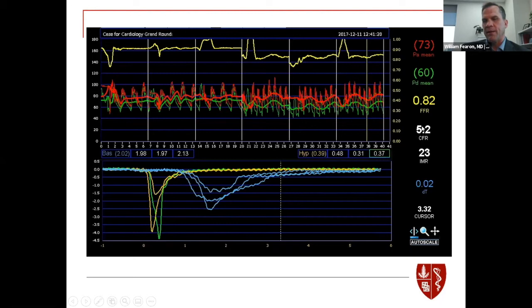And I guess, again, this highlights one of the limitations of CFR. IMR was in the high normal range. FFR was, I guess, low normal, or not quite in the ischemic range. So it was a little bit of everything in this case.